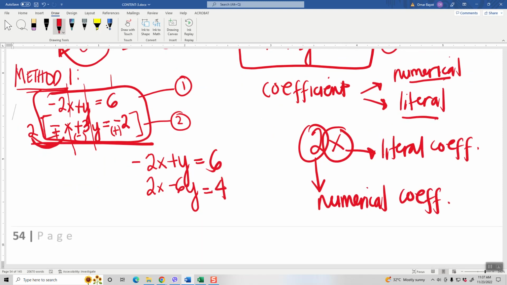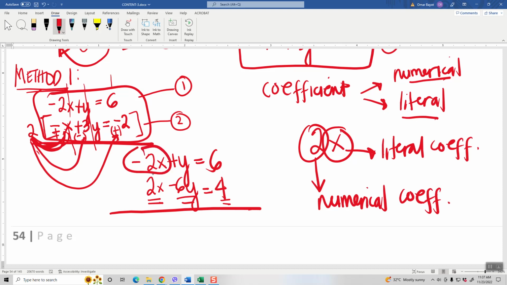Positive 2. Ito, naging positive x na to. So, positive 2 times positive x, you will have 2x. Positive 2 times negative 3y, you will have negative 6y. Positive 2 times positive 2, you will have positive 4. Okay? After doing that, you perform addition. Negative 2x plus 2x, you will have 0.